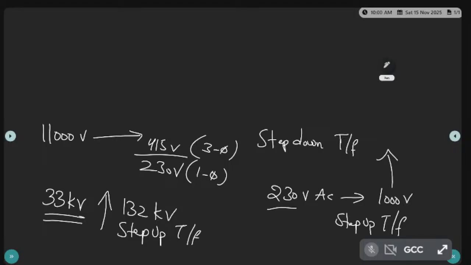Okay, there is no rotating device in the transformer. Only electrical energy is available. That electrical energy is transferring from one circuit to another circuit. But what is the main concept here? Electrical energy is transferred, but the voltage level is decreasing or increasing. That's all.